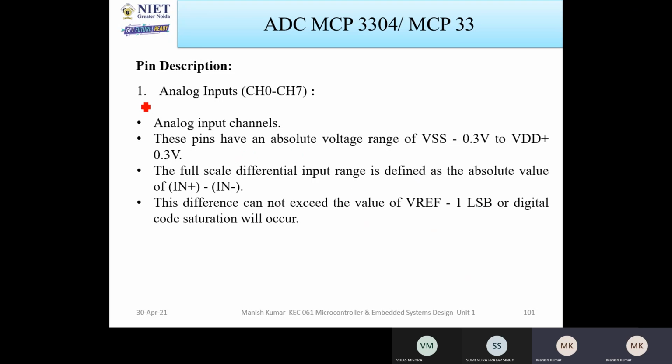Now we can see the analog input channels CH0 to CH7. These pins have an absolute voltage range of VSS minus 0.3 volt to VDD plus 0.3 volt. So you can supply voltage levels to the CH0 to CH7 channels from minus 0.3 volt to plus 3 volt. That's why the full scale differential input range is defined as the absolute value plus Vin to minus Vin.